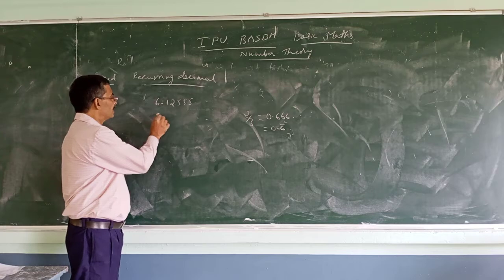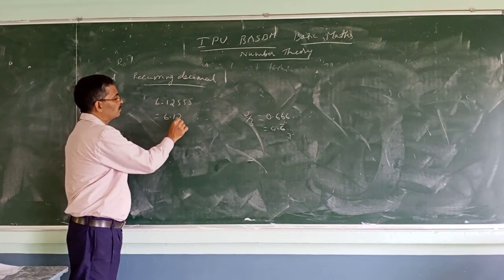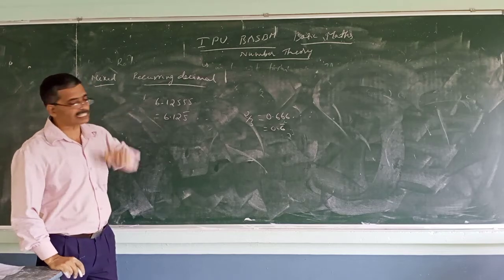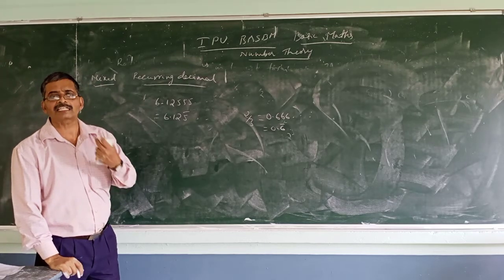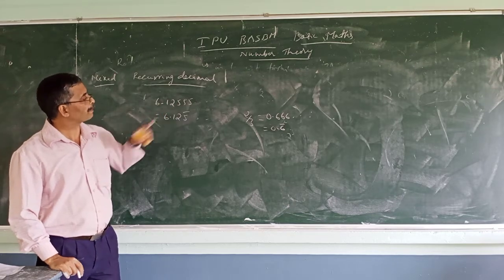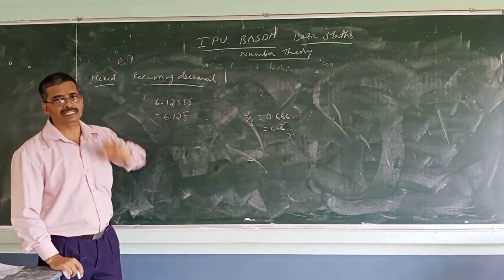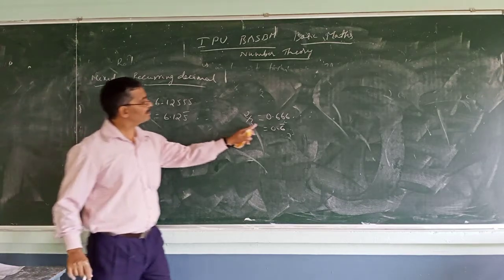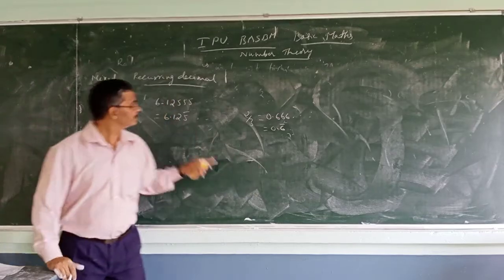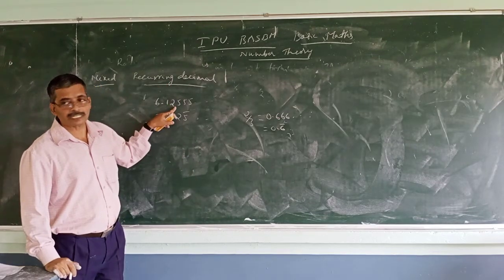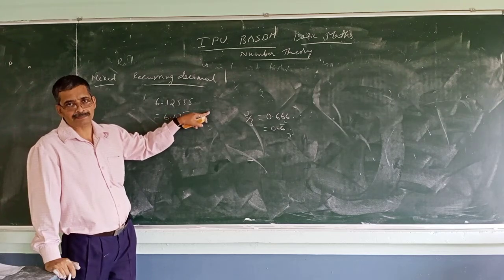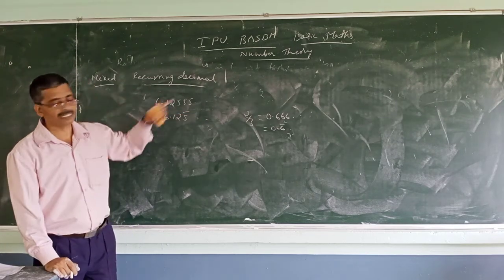So here you can write it as 6.1251 with a bar on the 5. Mixed recurring means some digits repeat, some digits don't repeat. After some stage some digits repeat. That is called a mixed recurring decimal. This is an example of a mixed recurring decimal. Here 1 doesn't repeat, 2 doesn't repeat, but 5 repeats.